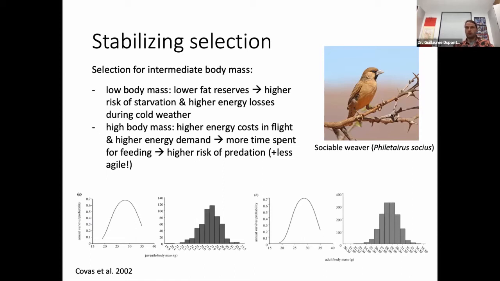And also, because they are somewhat bigger, they're a little bit less agile than smaller birds of the same species. So the chance to escape a predator is also reduced. So this is an example which shows you that there's stabilizing selection acting basically from both sides, on both sides of a range of phenotypic variation.